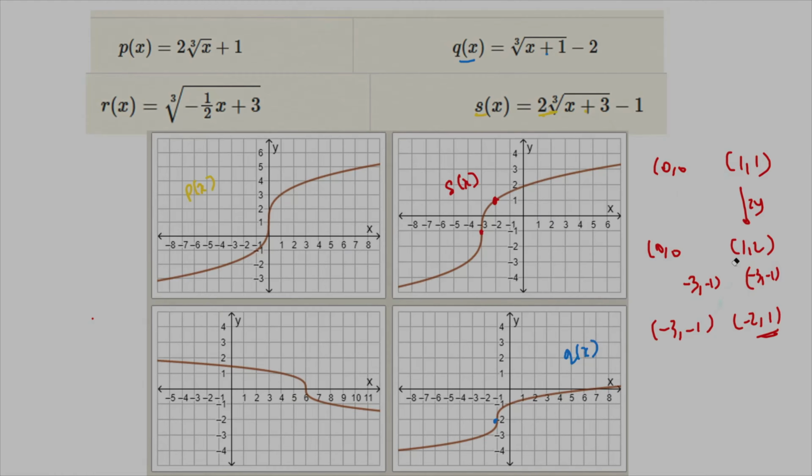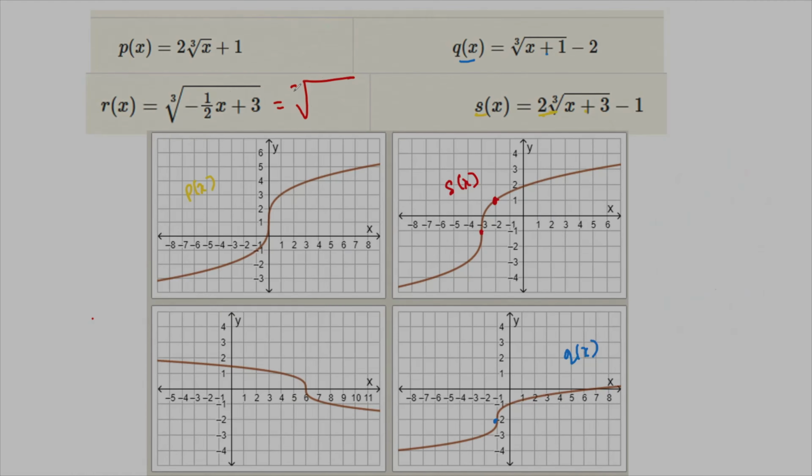Find the last one. Now let's identify the transformation. This is actually not in the form that we are looking for, so let's rewrite this, bringing negative half outside. So it will be x plus, it should be negative 6, I guess, when I distribute, plus 3. So now it's a reflection over the y-axis and 6 units to the right. Now it's a horizontal stretch by 2. We have to take the reciprocal for horizontal. Horizontal stretch by 2, and then reflection over the y-axis.